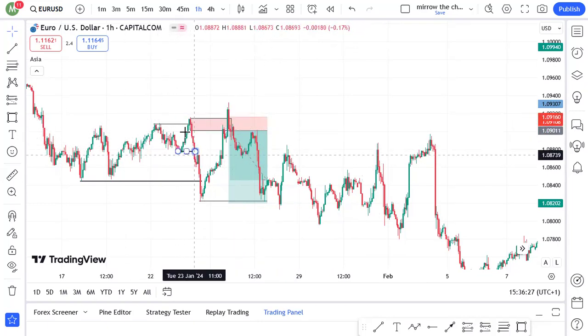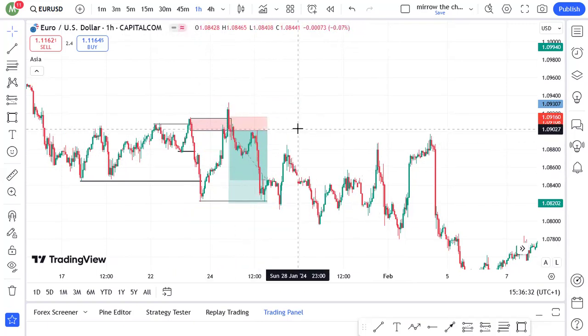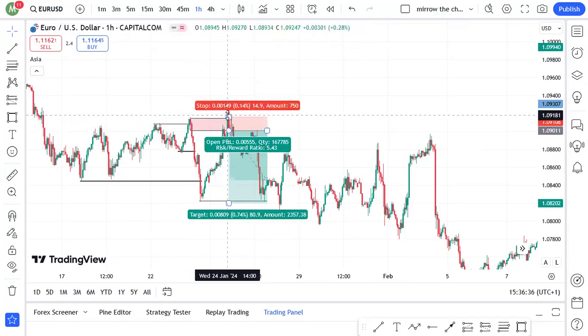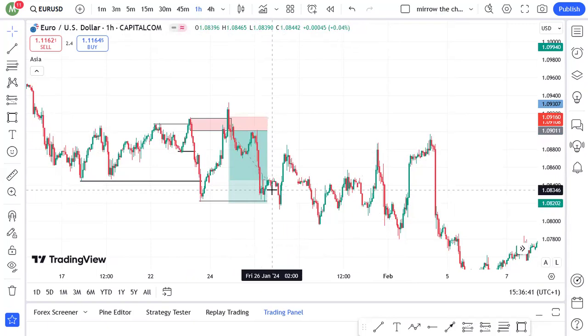But this entry is a classic entry. It's A+, A1. You understand? But because of news that violated this order block, it otherwise played out perfectly. Now let's move.